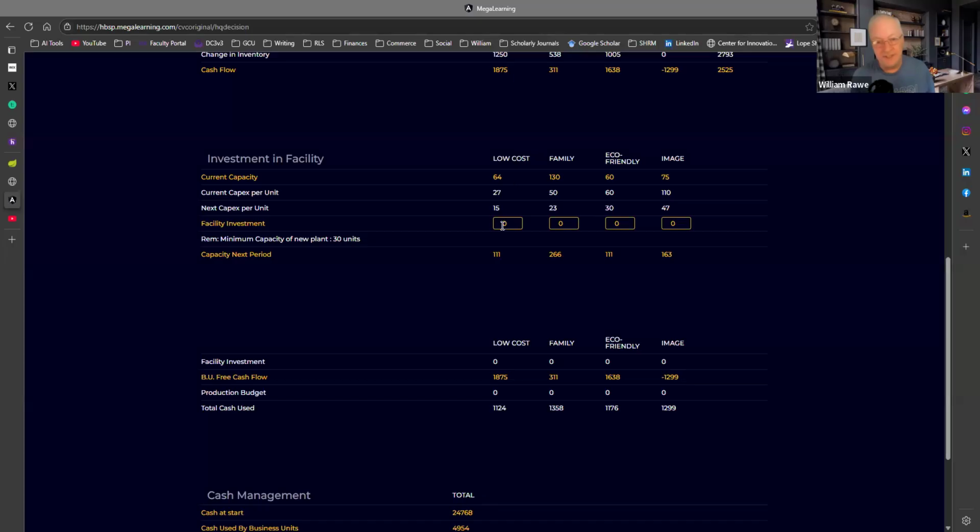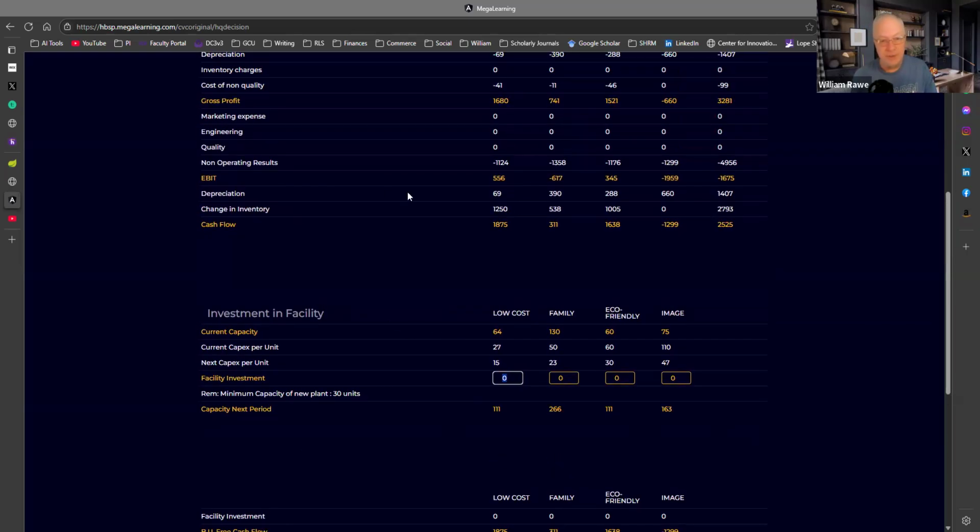And you can invest in any facility. You can invest in no facilities, whatever you choose to do. My recommendation is that you at least cover depreciation. You can see some of those are going up.